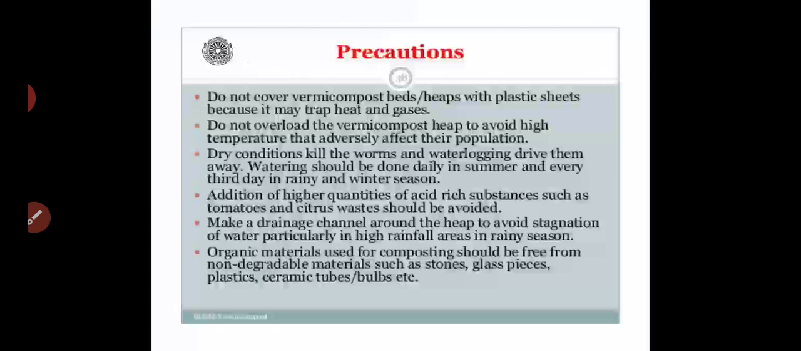Addition of higher quantities of acid-rich substances such as tomatoes and citrus waste should be avoided. Make a drainage channel around the heap to avoid stagnation of water, particularly in high rainfall areas in the rainy season. Organic materials used for composting should be free from non-degradable materials such as stones, glass pieces, plastics, ceramic tubes, bulbs, etc.